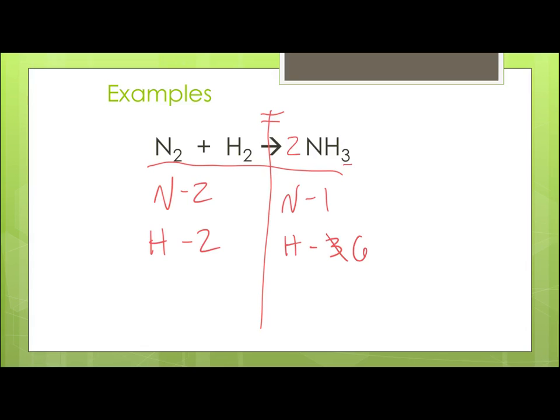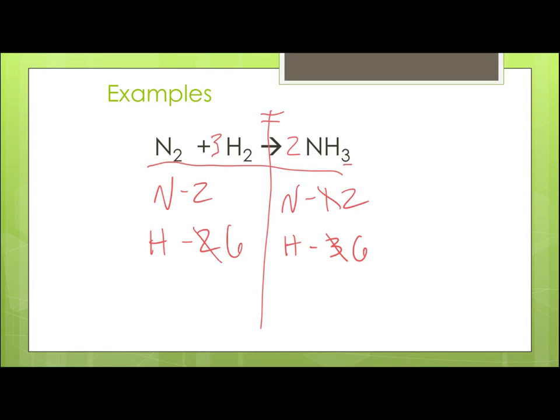Now, that doesn't get me exactly equal because I still have to add coefficients on the left side. Now, when we added that 2, the number of nitrogens also changed. We now have 2 nitrogens. Notice that that made our nitrogens equal, so our nitrogens are now happy. The only thing is our hydrogens still aren't equal. And so to get our hydrogens equal, I need to have 6 hydrogen on the left side. So I'll go ahead and put a coefficient of 3 in front of the hydrogen, which means the hydrogen on the left no longer has 2, it now has 6.